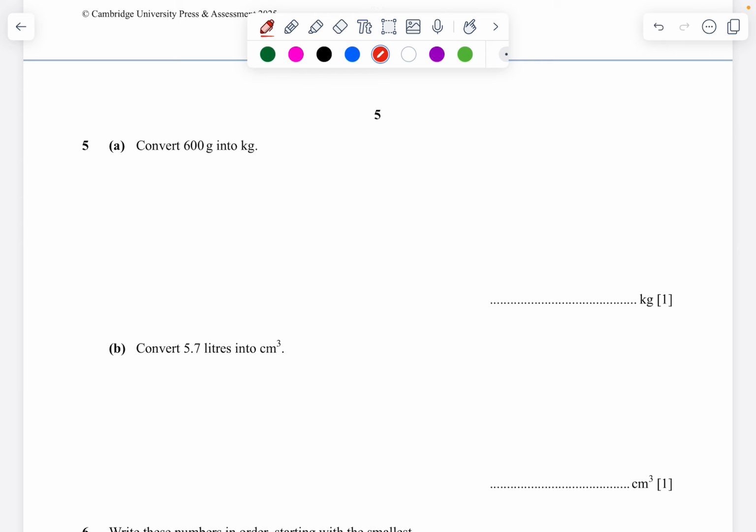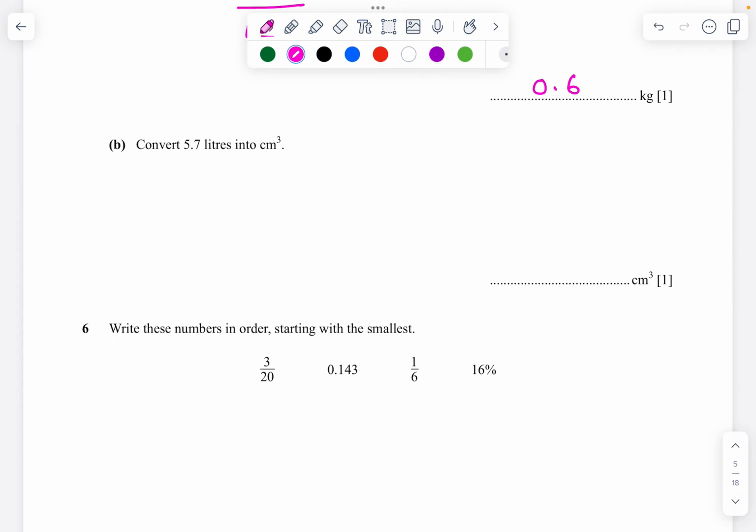Convert 600 grams into kgs. So 600 divided by 1000, which is going to be 0.6. Convert 5.7 liters into centimeter cube. So converting liters into centimeter cube is multiplying by 1000, which is 5700.